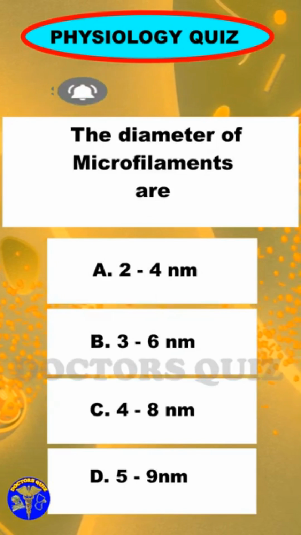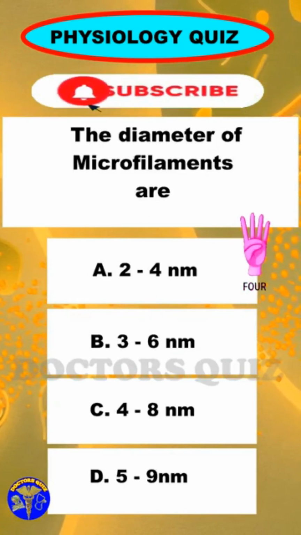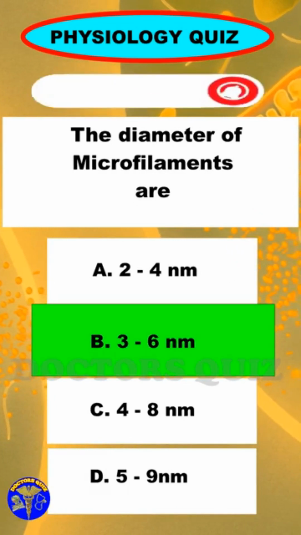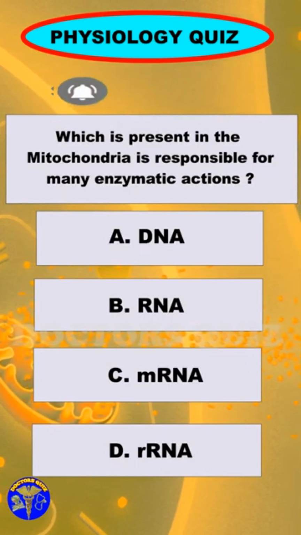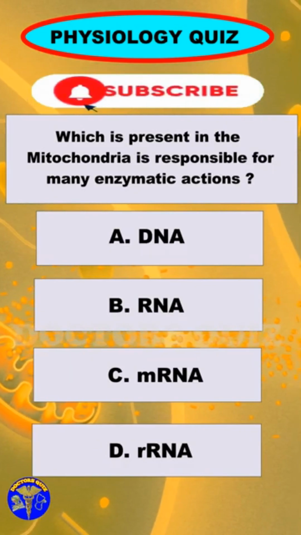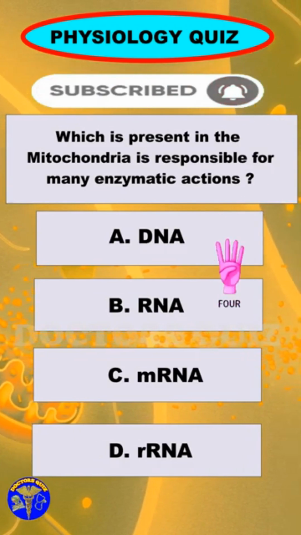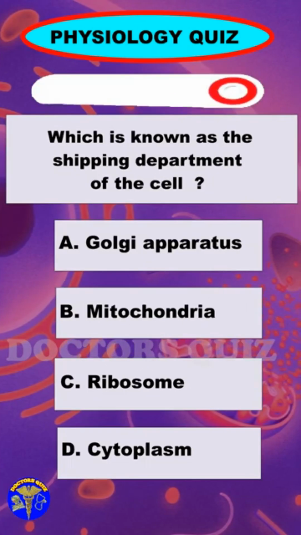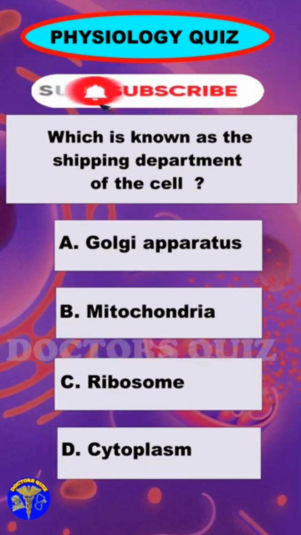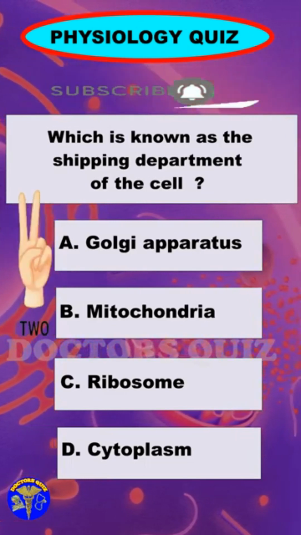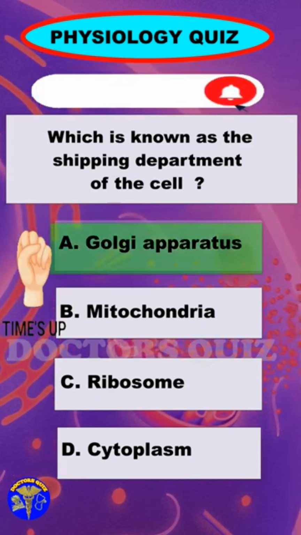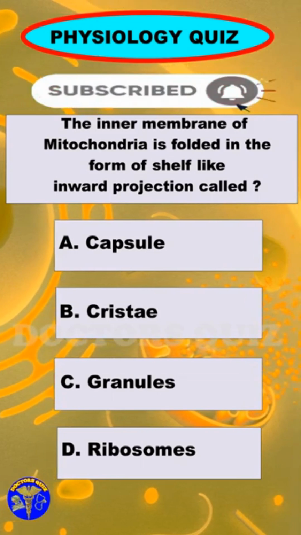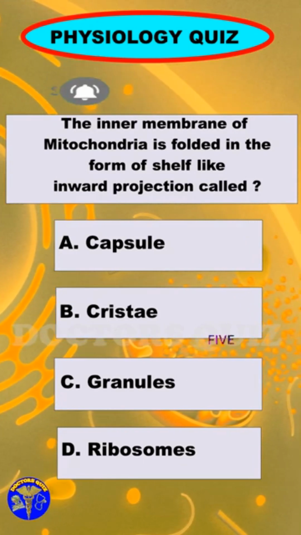The name of the intermediate filament protein seen in nerve cells is neurofilaments. The diameter of microfilaments is 3 to 6 nanometer. Which is present in the mitochondria and is responsible for many enzymatic actions? DNA. Which is known as the shipping department of the cell? Golgi apparatus.